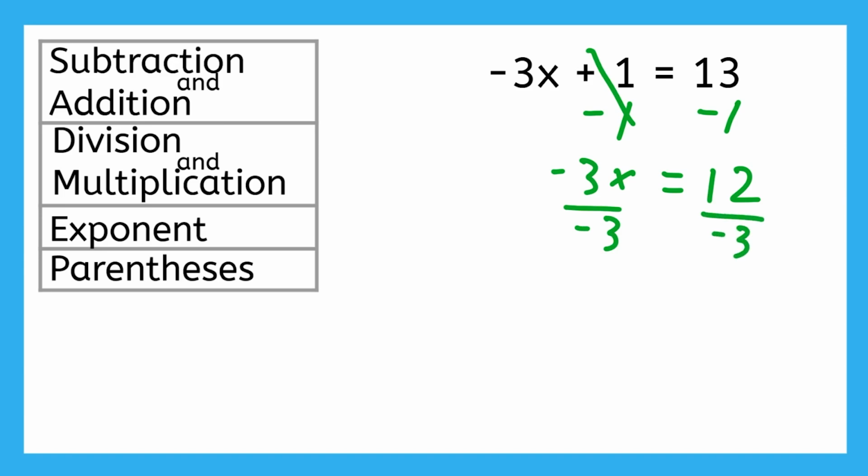This is another case where we're going to have to pay attention to the signs. The negative 3's cancel each other out and just leave us with x. But on the other side, we are going to have to change the sign because the second term is negative. 12 divided by negative 3 is negative 4.